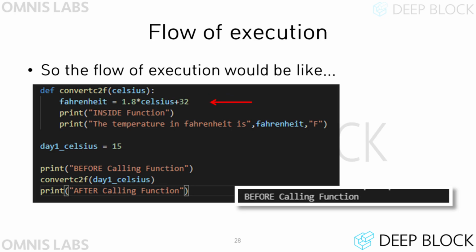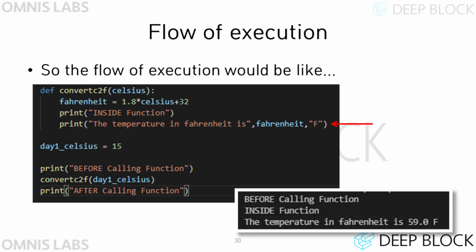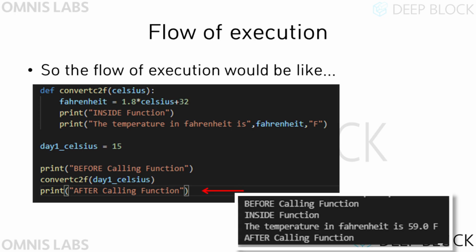After the right value is calculated, it is stored in variable Fahrenheit. Inside function is printed. Then Fahrenheit value is printed. When the function is finished, the interpreter terminates the function and goes back to where the function was called. Finally, after calling function is printed.